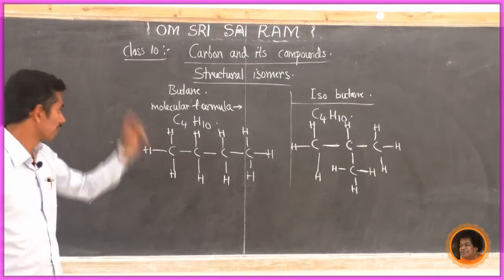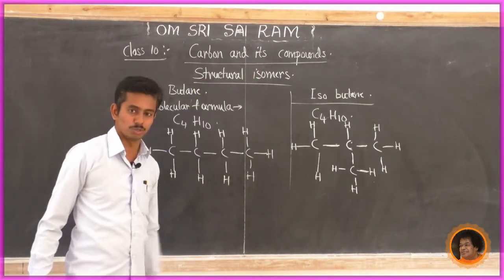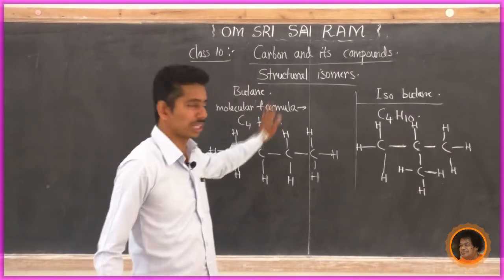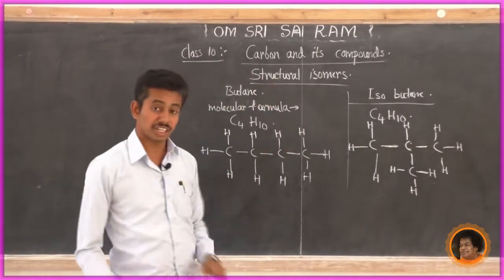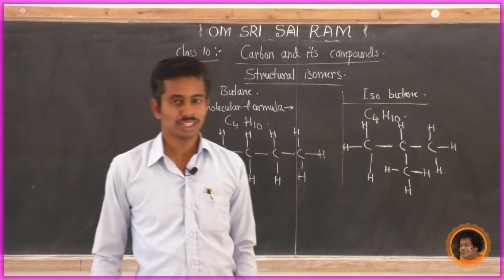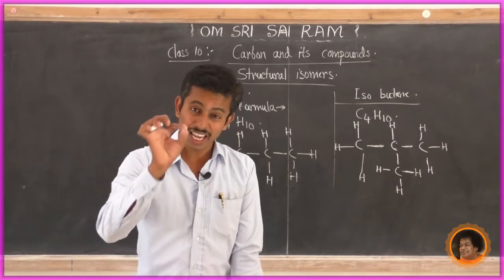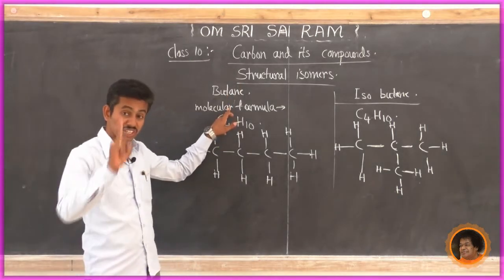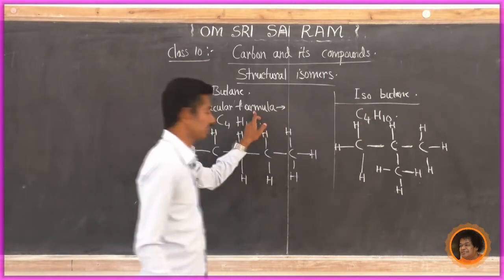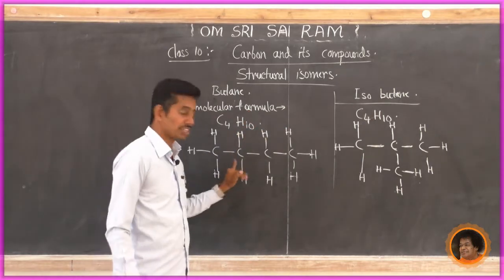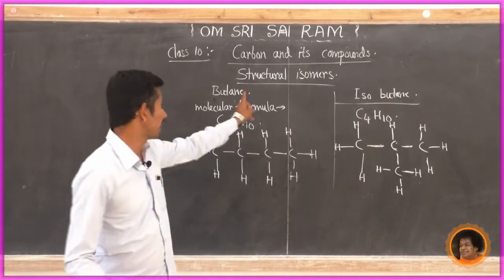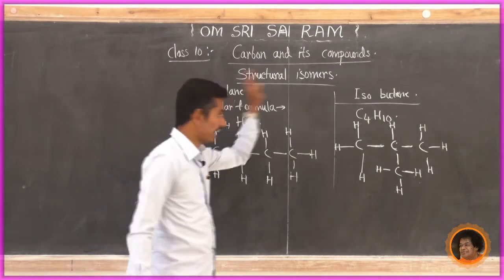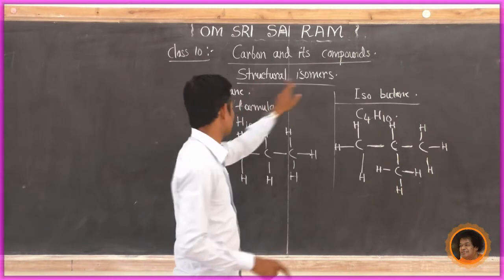The structures are different. They are called structural isomers. So butane and isobutane are called structural isomers. Now tell me, what are structural isomers? Organic compounds that have the same molecular formula, C4H10, C4H10, but different structural formulas are called structural isomers. Butane and isobutane are structural isomers.